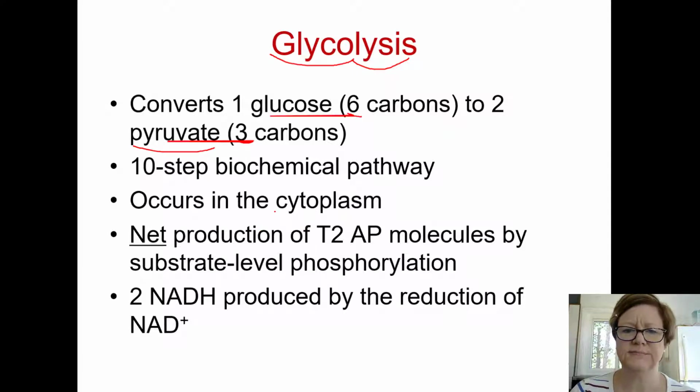Glycolysis occurs in the cytoplasm, specifically, I should say, the cytosol. That means that glycolysis can happen in bacterial cells and in eukaryotic cells, or in prokaryotes and eukaryotes alike. And so this pathway is believed to be very ancient, since bacteria evolved prior to eukaryotic cells.